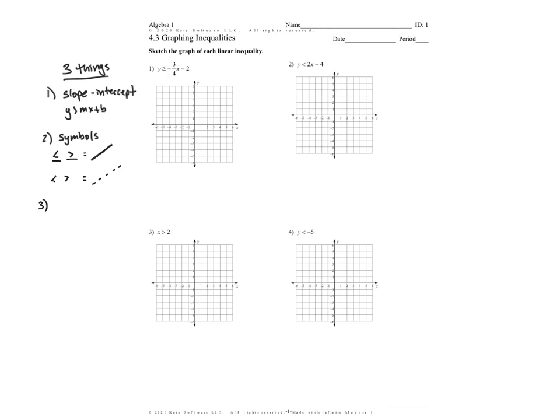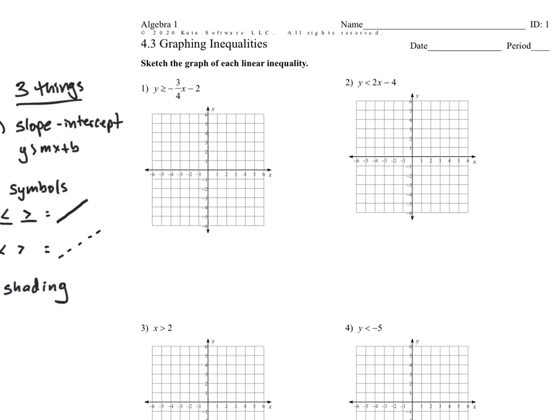Last but not least, as I hinted in the first step, shading. Okay. We're graphing inequalities. So y is going to be greater than the rest of the equation or less than the rest of the equation, which means you will be either shading above or below the line depending on what your inequality is. Okay? So your answer will always have some element of shading in it. That being said, let's do number one.